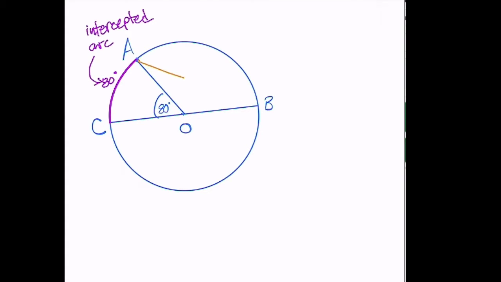And if I draw from A to B, notice what I form. I form something called an inscribed angle. And we've talked about inscribed angles. ABC then is an inscribed angle. And we're going to talk about the measure of that inscribed angle. And we're going to talk about it this way.